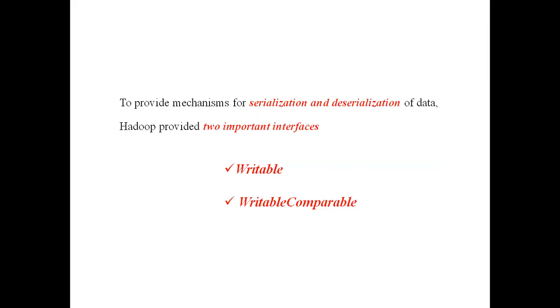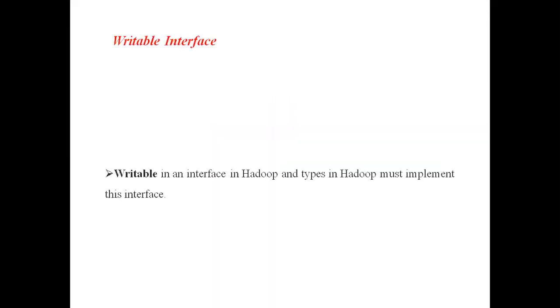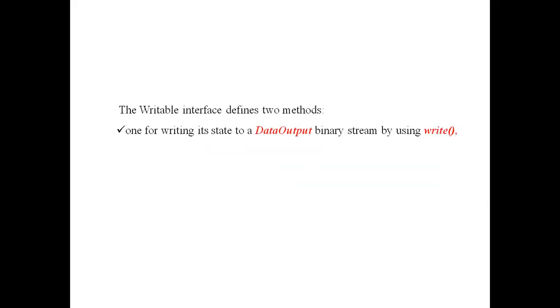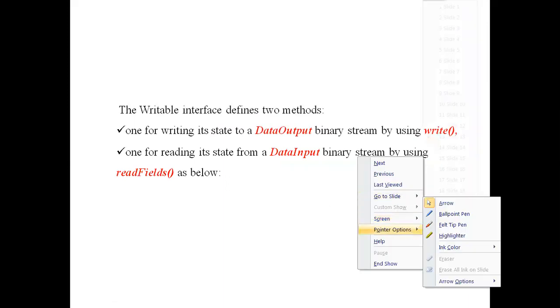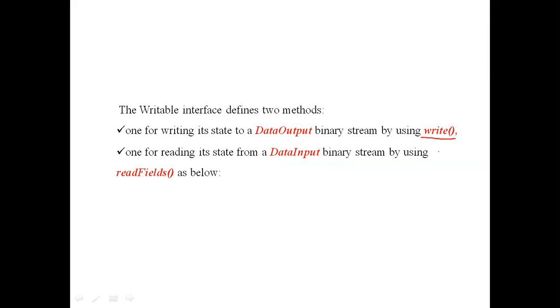Clear. The writable interface mainly contains two methods. What are those two methods? The write method, which is used for performing serialization, and for performing deserialization, the readFields method is available. The Hadoop writable interface contains a write method and a readFields method. The write method is used for performing serialization. The readFields method is used for performing deserialization.